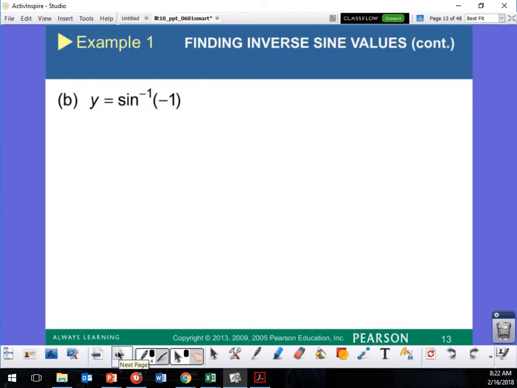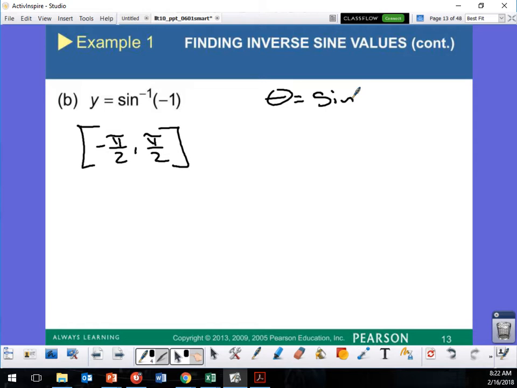Now, same thing, interval. It's going to be from negative pi over 2 to positive pi over 2. So if I were to rewrite that, it's theta equals... so negative 1 is equal to sine theta. That's a negative there. Right? So, where is sine theta equal to negative 1?